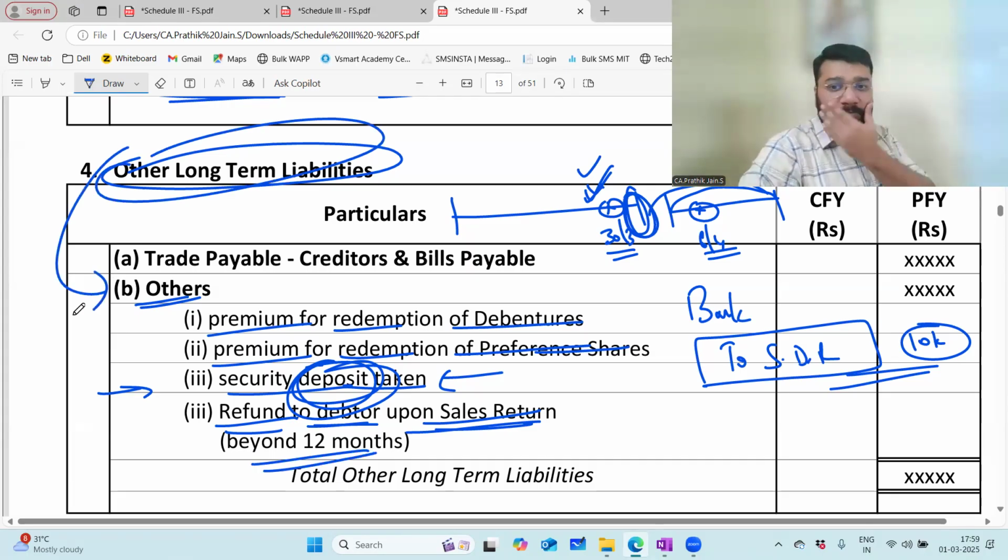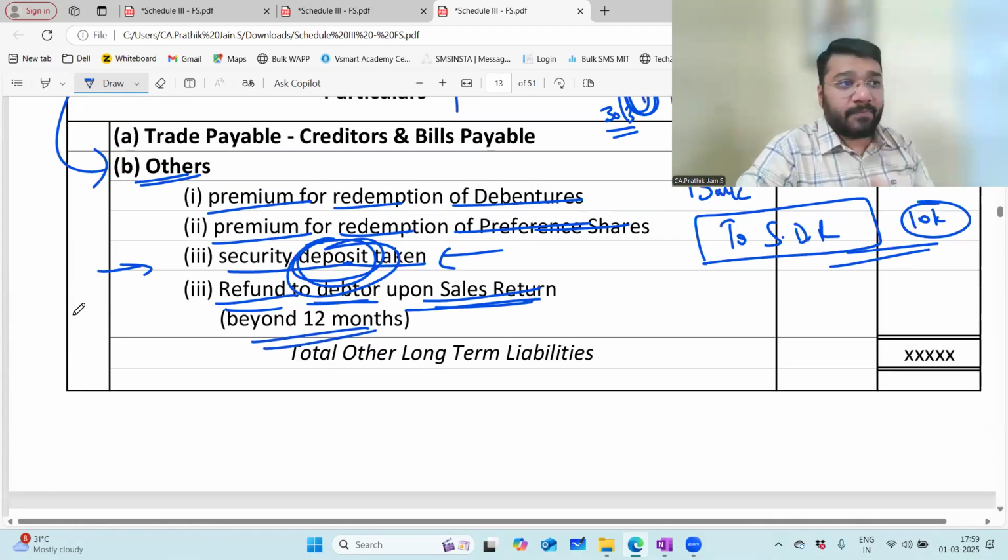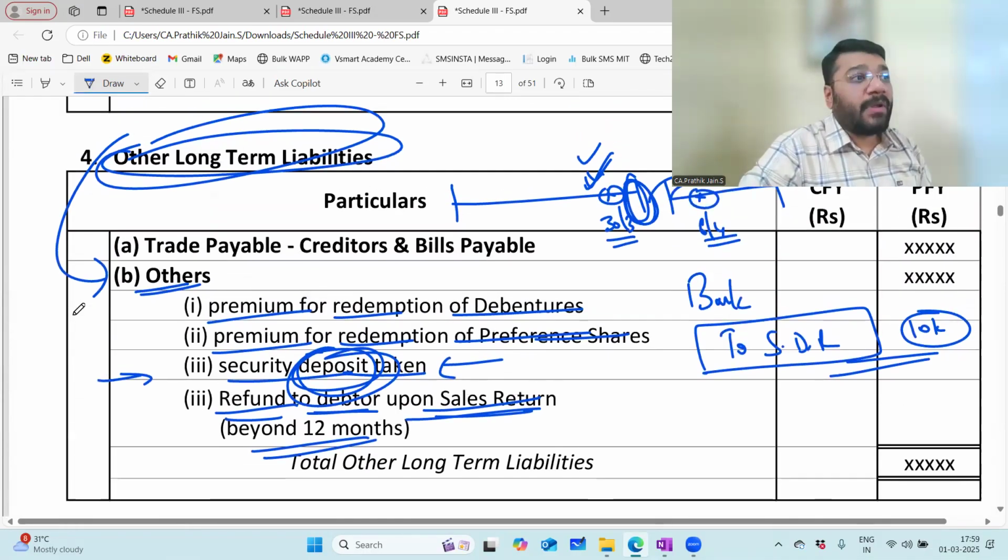Any problem? Online people, any problem? Sir, the refund is... No, sir. Court case, you told me, sir. It's not just because of the court case. It could be any reason, I'm telling you. Just not necessarily the court case.